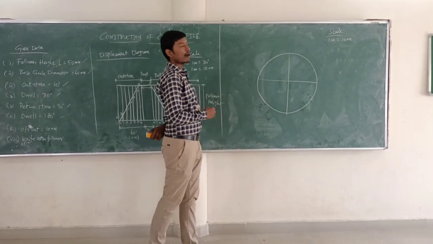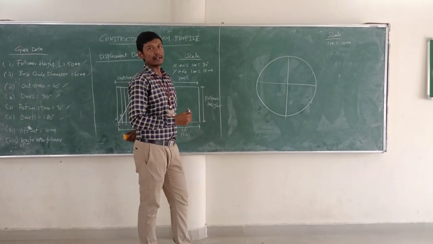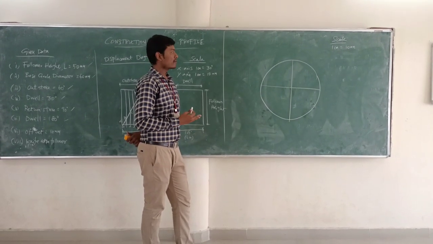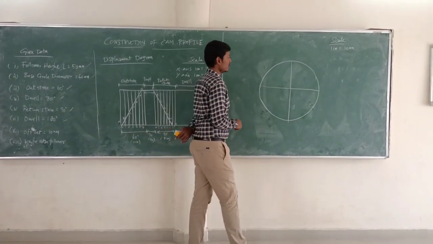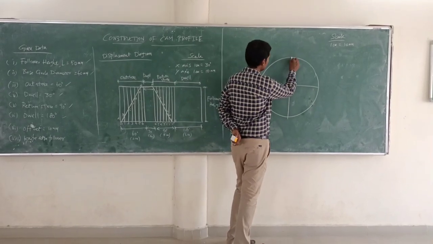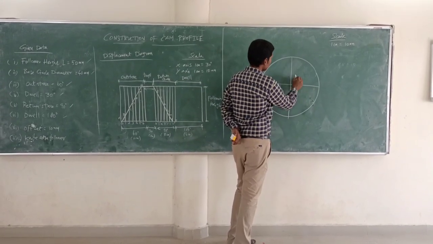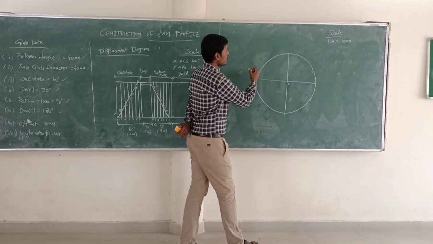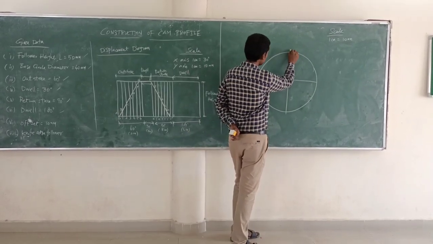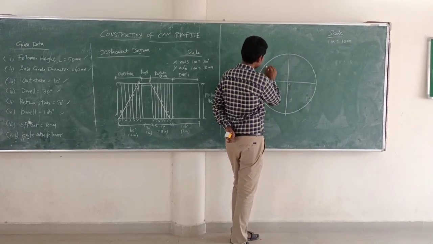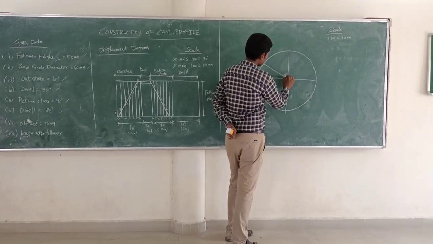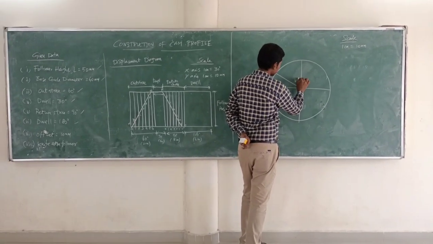The 4 angles are namely outstroke, dwell, return stroke, and dwell. The 4 angles given in the problem will be marked in the circle. Instead of taking 0 degree at this portion, from 0 we need to mark from left to right 60 degree. So here is 0, and I mark the 60 degree here. This is the value for the outstroke. The angle value is 60 degree.